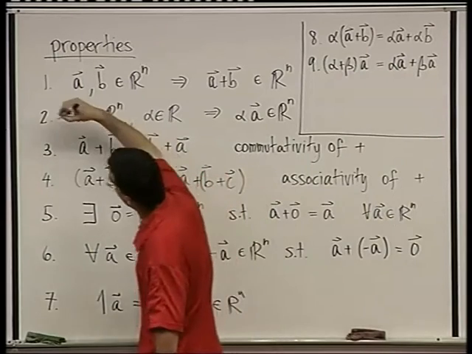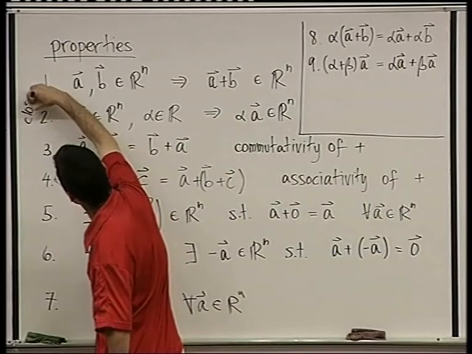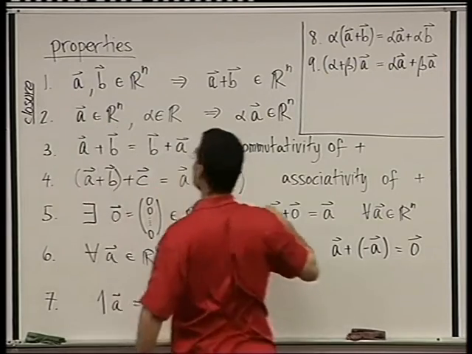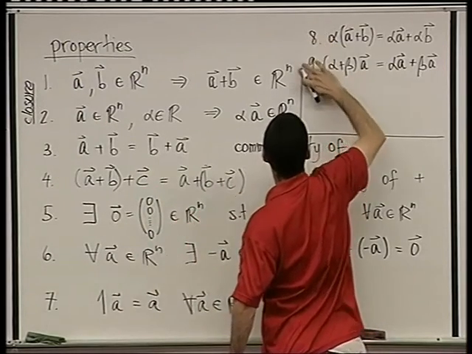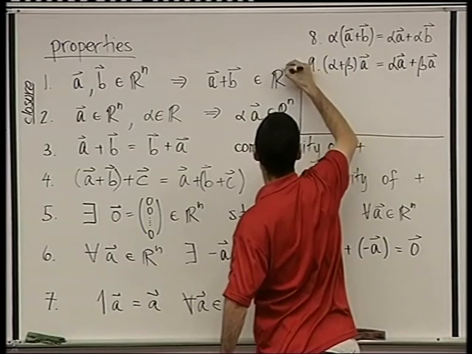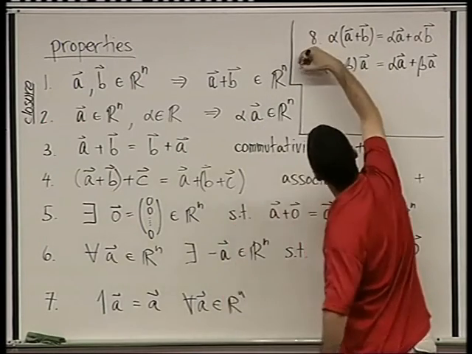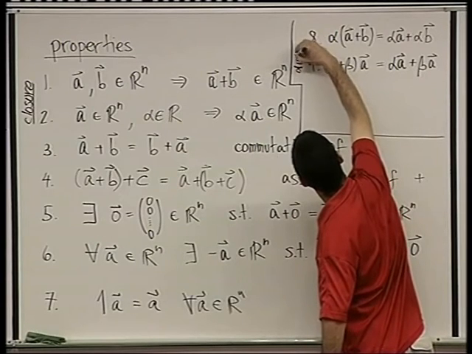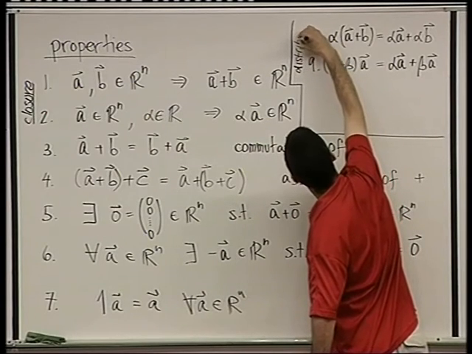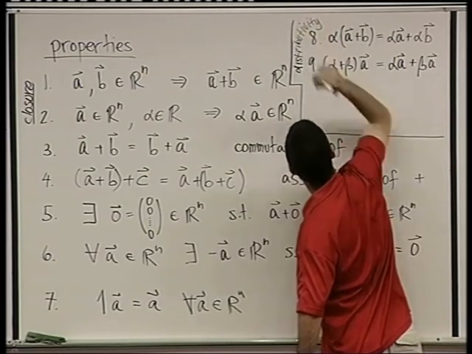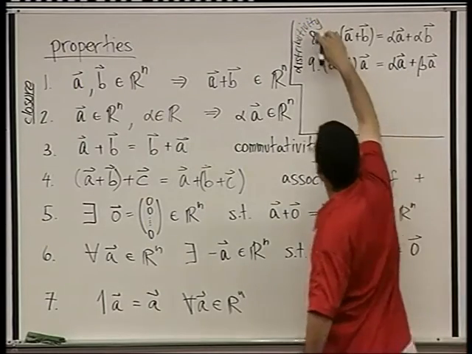So let's add here for 1 and 2, these are the closure properties, 1 and 2, and let's add here, not sure I'm going to be able to do this, but I'll try this, distributivity.